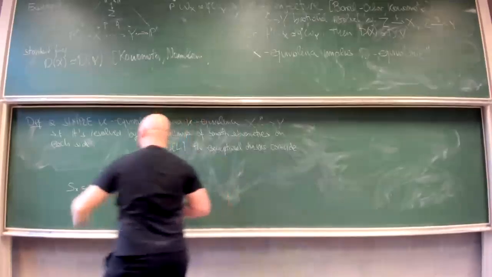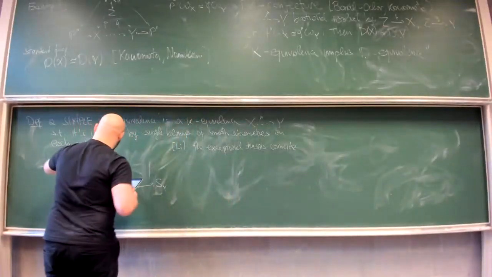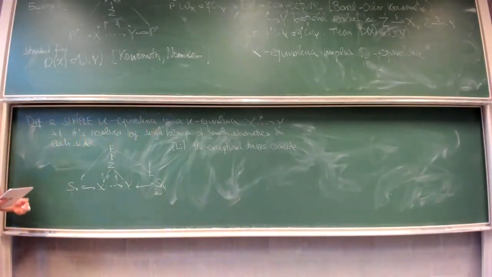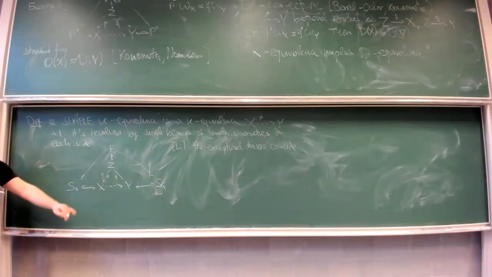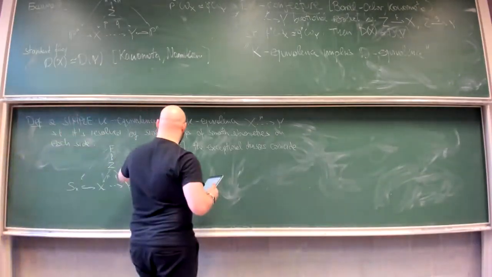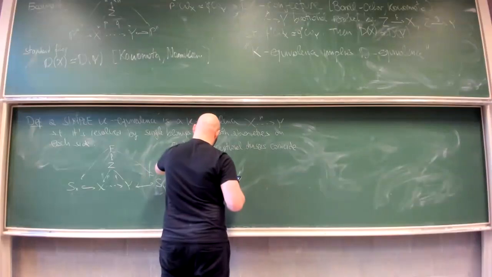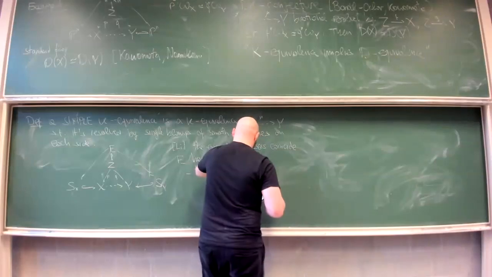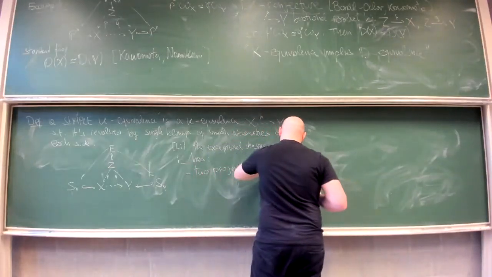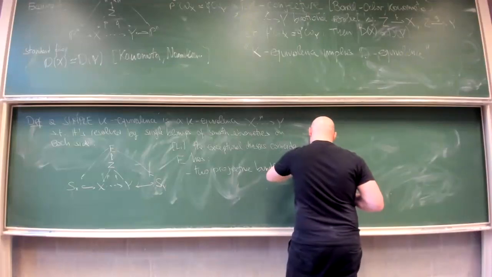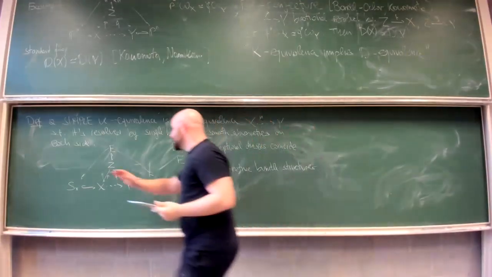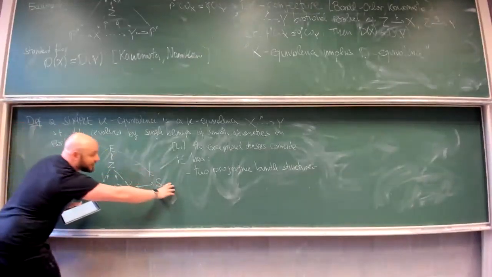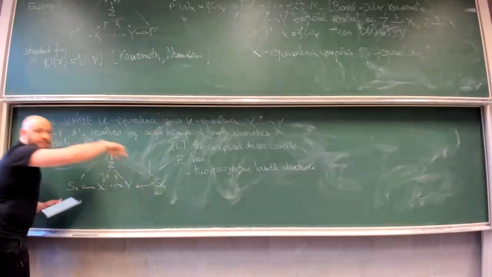Something similar to that, right? You have one variety here, the exceptional divisor E, which maps down to here and to here, something like that. So E is a nice variety which has two projective bundle structures. Why? Because it's the projectivization of the normal bundle of Sx, but also the projectivization of the normal bundle of Sy. So it has two structures as a projective bundle.